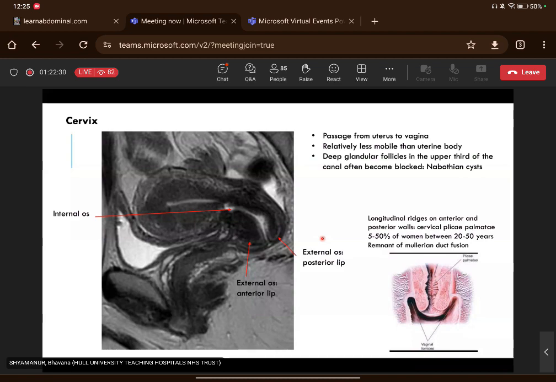The cervix is relatively less mobile, and it is common to see little cysts called Nabothian cysts, and these are follicles that have become blocked and are completely normal. And just a quick note that there are longitudinal ridges anteriorly and posteriorly called the cervical plicae palmatae. Maybe a bit of a stretch as a question, but you can see them on imaging. Sometimes you can see them on MR, but they're seen quite well in fluoroscopy as well. So perhaps just something to bear in mind.